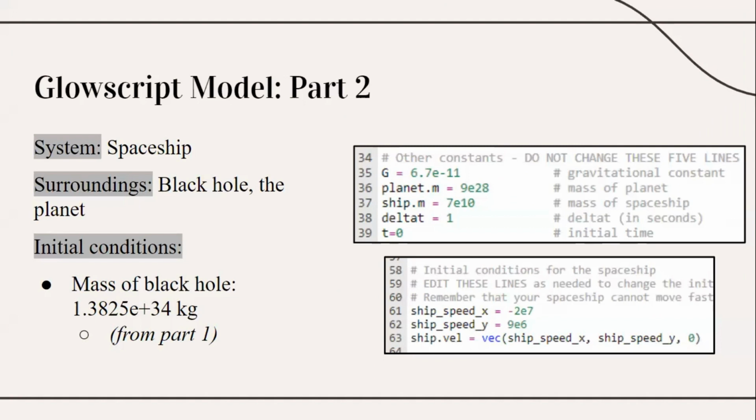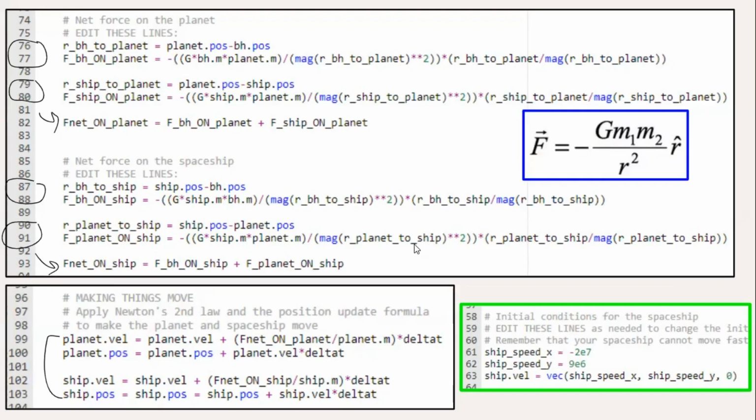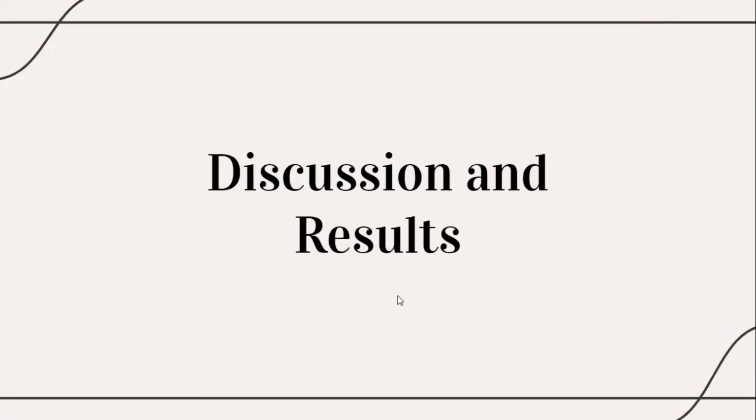GlowScript model part 2. The system was a spaceship and the surrounding included the black hole and the planet. Initial conditions here are the mass of the black hole from part 1. Other constants are listed on the right. The bottom image illustrates how we guess and check initial speed values for the planet and spaceship to escape the system. The format for lines 76 and 77 are essentially repeated in sets circled on the left. This follows the force of gravity vector equation on the right in blue. The update position and update velocity equations are also used on the bottom left image for both the planet and the ship.